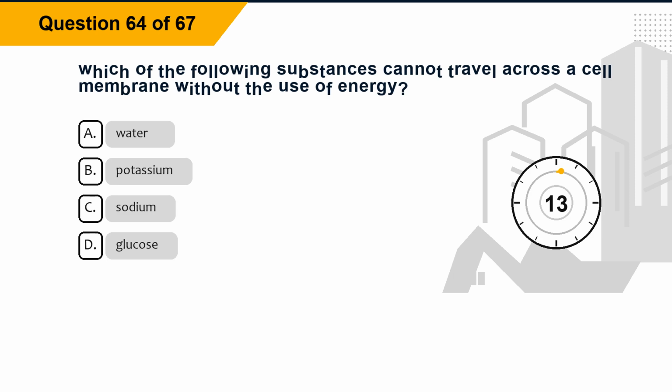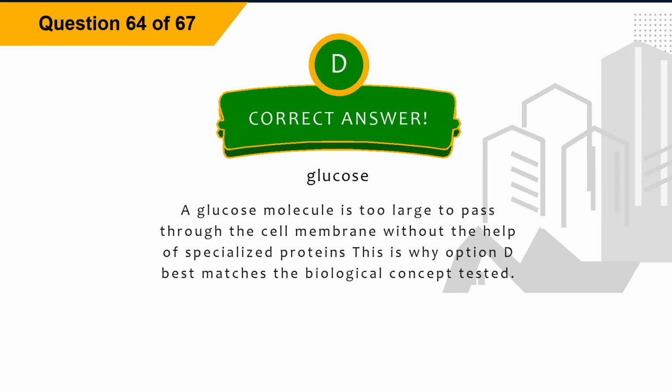Question 64. Which of the following substances cannot travel across a cell membrane without the use of energy? Option A, water. Option B, potassium. Option C, sodium. Option D, glucose. The correct answer is option D, glucose. Explanation. A glucose molecule is too large to pass through the cell membrane without the help of specialized proteins. This is why option D best matches the biological concept tested.